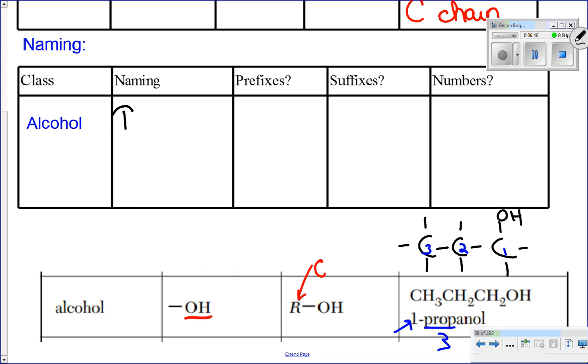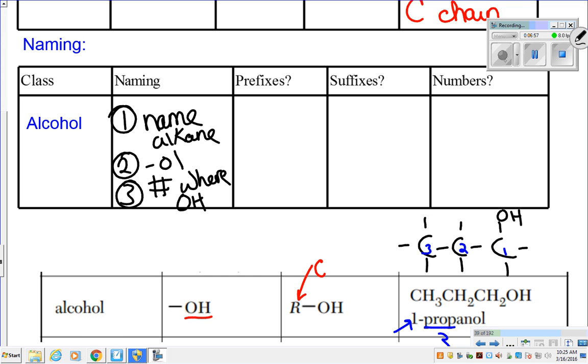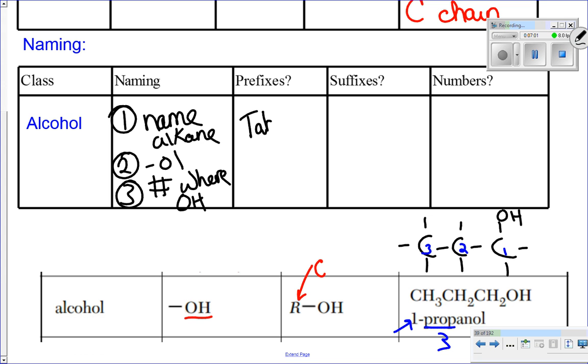So when we name these, we're going to name the alkane. We're going to change the ending to OL, and we're going to put a number for the OHs. Our prefix is just our typical table P prefix, telling us the number of carbons in the molecule. Our suffix is our OL ending, and yes, we do have a number telling where that OH alcohol group exists.